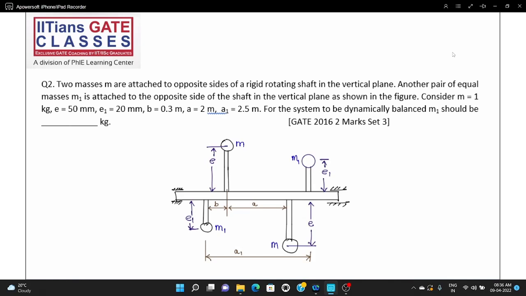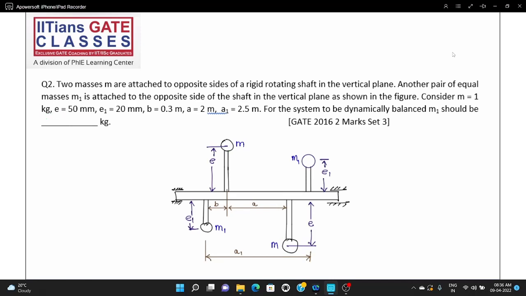Okay, so let us see what is there in the question. Two masses M are attached to opposite sides of a rigid rotating shaft in a vertical plane. So this is mass M, this is mass M. They're attached on opposite sides. Another pair of equal masses M1 attached to the opposite sides of the shaft in the vertical plane is shown in the figure. So this is talking about mass M1. Consider M is equal to 1 kg.